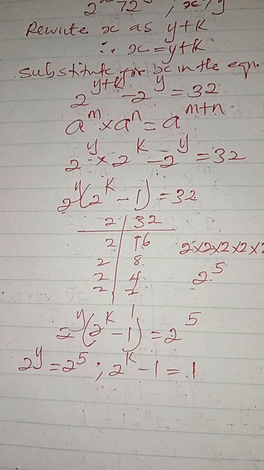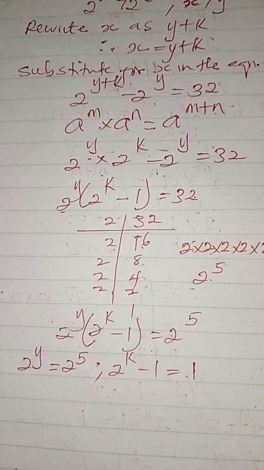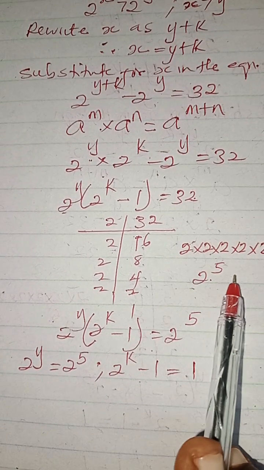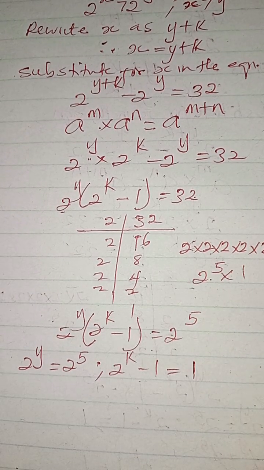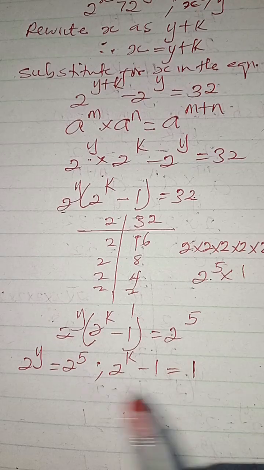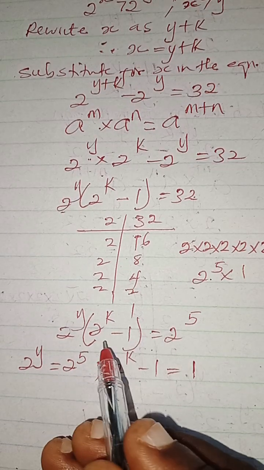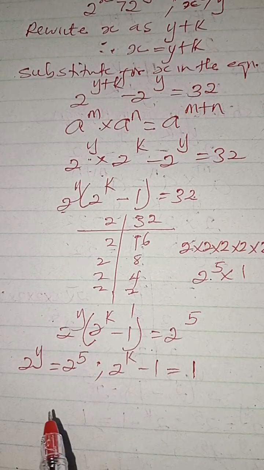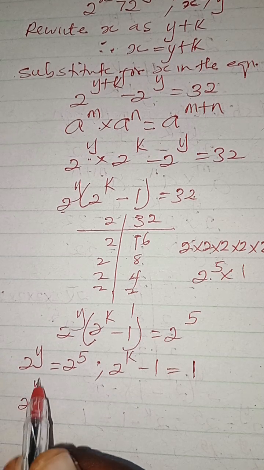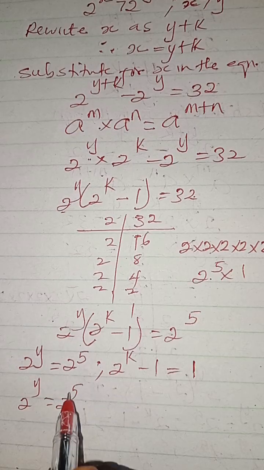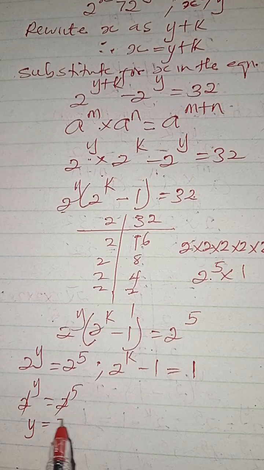That is, 2 to the power of 5 has no other factors than 1. The only factor here is 1. So you can as well even write this one multiplied by 1. So that's why we put this on here. This to this, then this to this. So let's come here. Let's solve this one first. 2 raised to the power of y equals 2 raised to the power of 5. The answer is obvious. y is equal to 5.